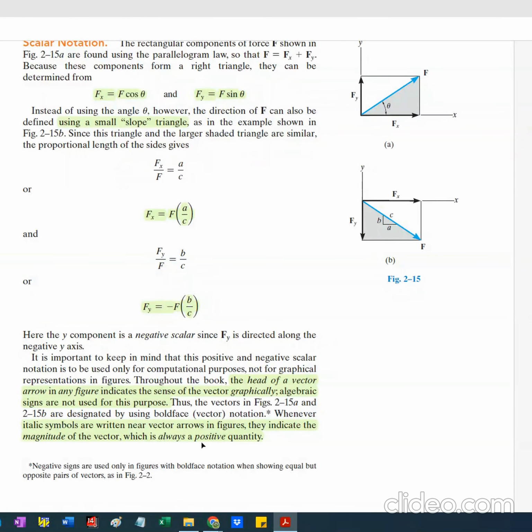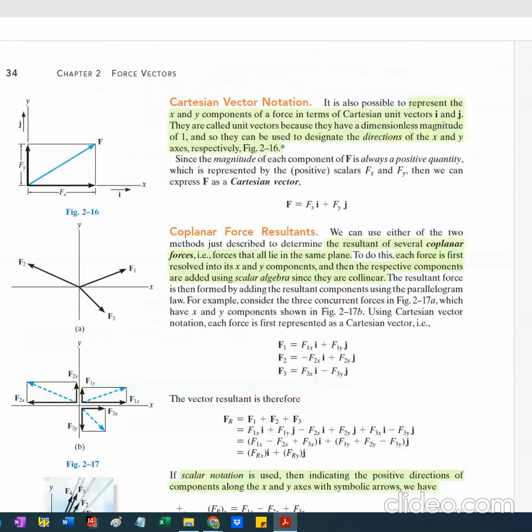Here it says, how similar written near vector errors indicate the magnitude of the vector, which is always a positive quantity. Yes, but what about Fy? Is this a projection? So it's not a magnitude of projection, it's a signed value. I was a bit hesitant because of that reason.